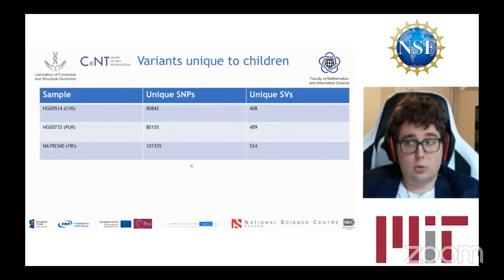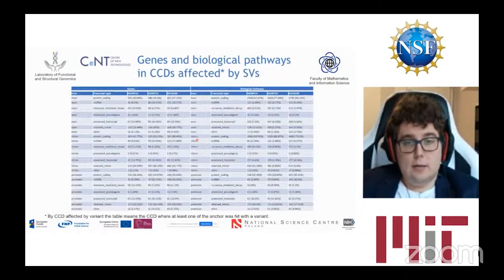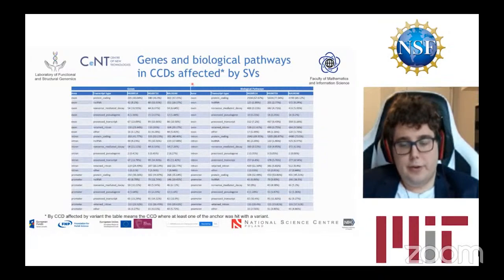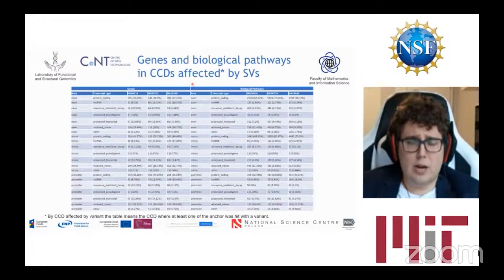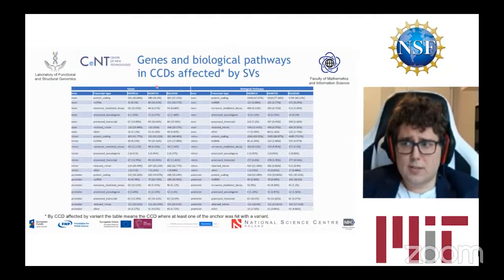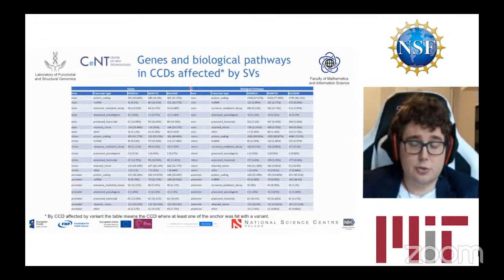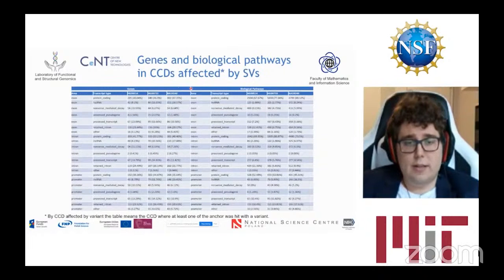The final output of the functional analyzer, as I mentioned earlier, is a CSV file. However, we created a simple R script to get some cumulative statistics. And this is an example of the table it can generate, because those are the genes and biological pathways in CCDs affected by structural variants. Of course, we can also generate a table like that for 1D analysis and SNPs, and all the combinations there. So that's one of the ways to analyze the final CSV file.